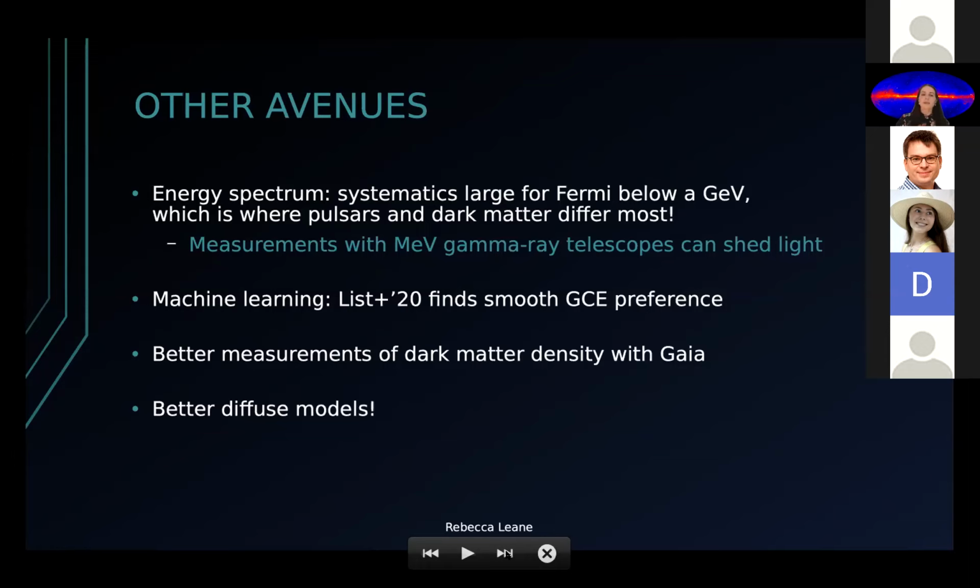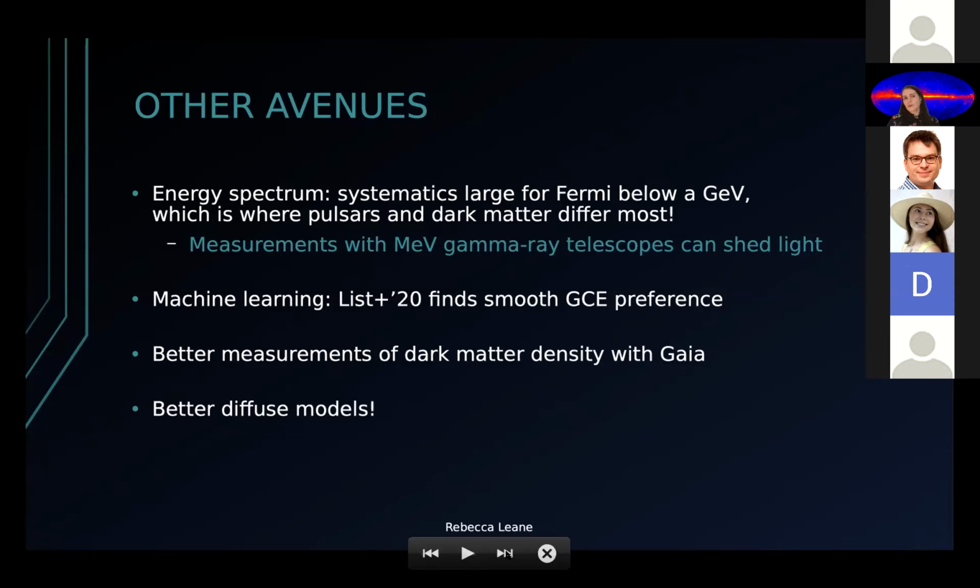Other avenues as well would be thinking about different ways to do these fits. Of course we have a lot of issues with systematics in trying to understand what the excess is. So ideally, if you can have some sort of complementary handle on what the systematics are, maybe we can learn a little bit more about what it could be. An example of this recently was just using machine learning, training neural networks on the Fermi data. Florian List and others just very recently found a smooth galactic center excess preference. I think that's very interesting. It's a preliminary study, one of the first few studies, so I think this is going to be very fruitful moving forward to see what happens here.